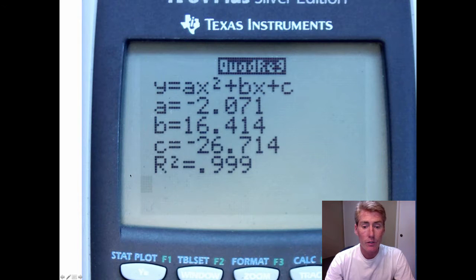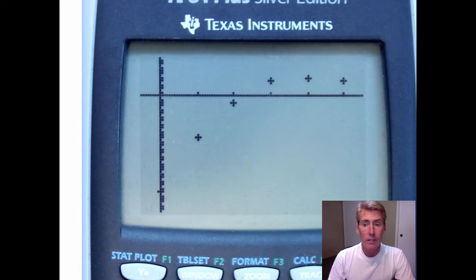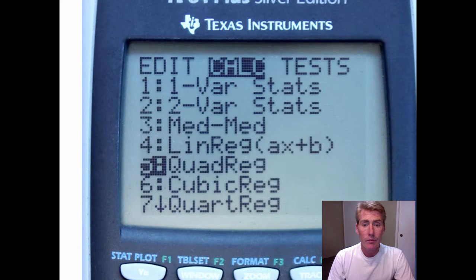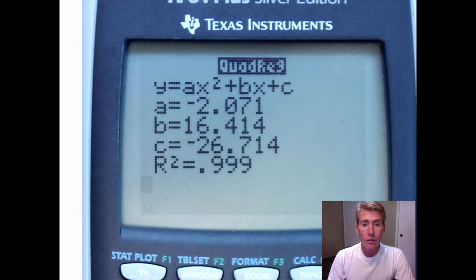The R squared is almost perfect. Couldn't be closer, 0.999. So it's nearly a perfect parabola. Then you would just put negative 2.071 for the a in front of x squared, and then this for the b in front of x, and then this would be the constant at the end. Ta-da! Maybe sketch a little graph of what we saw right here to show that it's a parabola, and that's it. We're done with number 1. Okay, on to the next one.